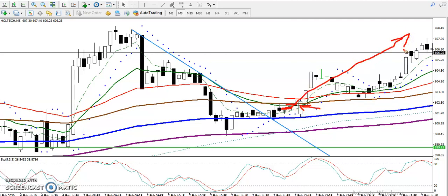So this is the best intraday trading strategy I personally use, and at least 70 to 80% winning ratio in this case. So I use this strategy, and when I'm getting the opportunity, I enter for the buy or sell.